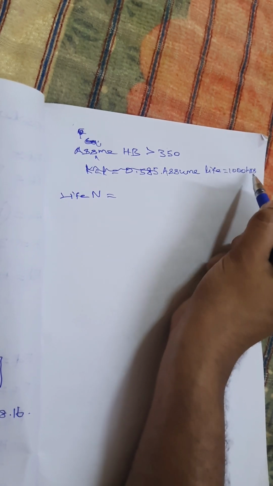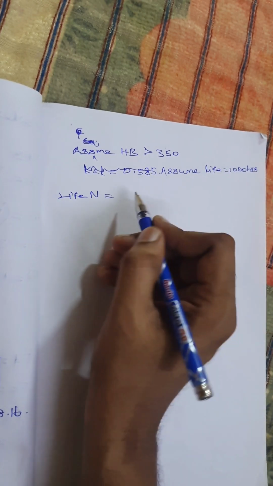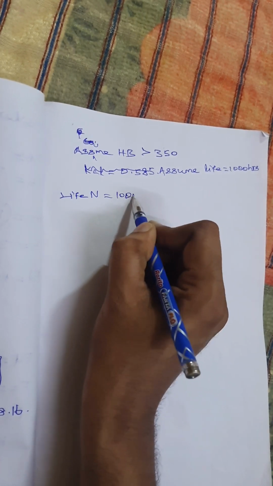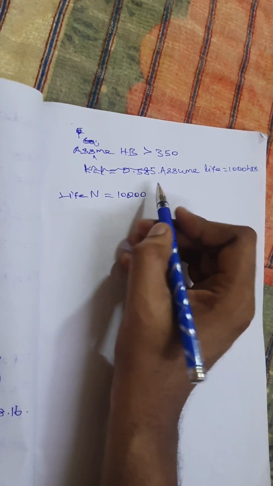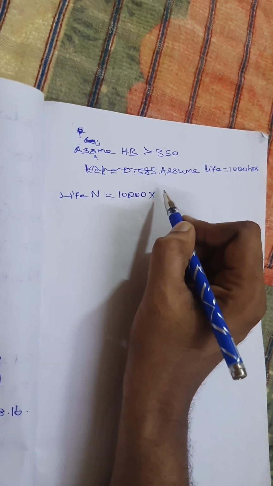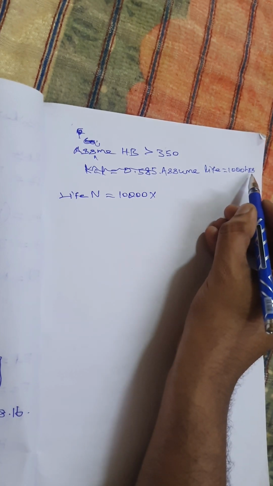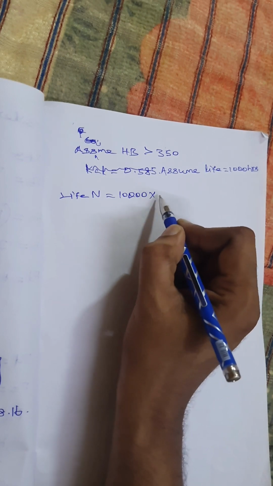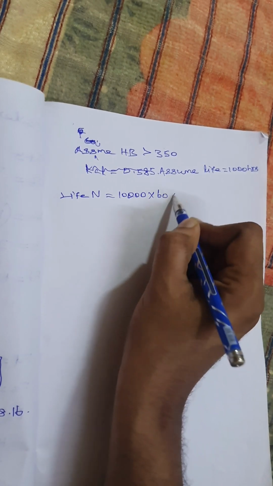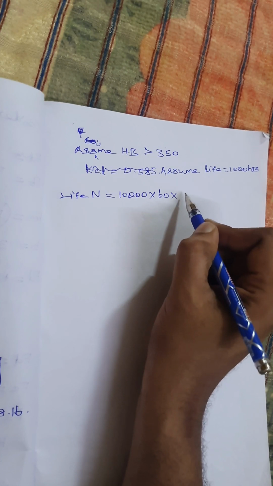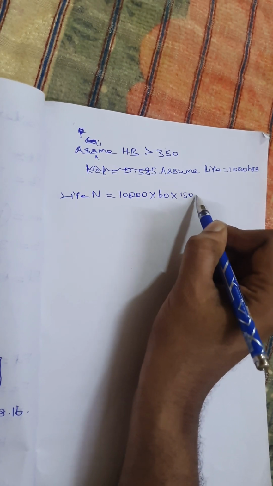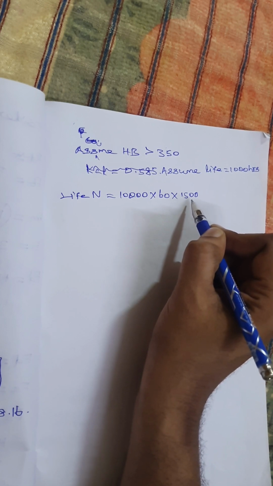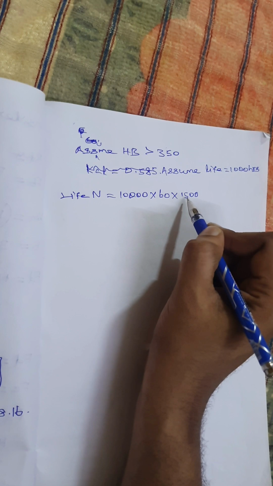You have to assume this if it is not given. So for n, 10,000 hours is given in hours, so to convert it into minutes we have to multiply it with 60, and 1500, which is the speed, that is the n1 speed given in the question, n1 is 1500.